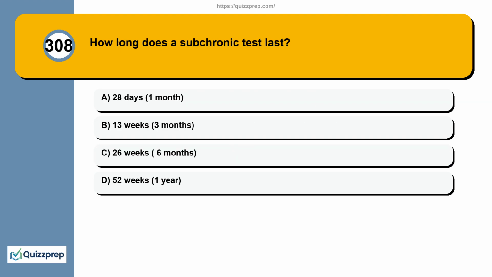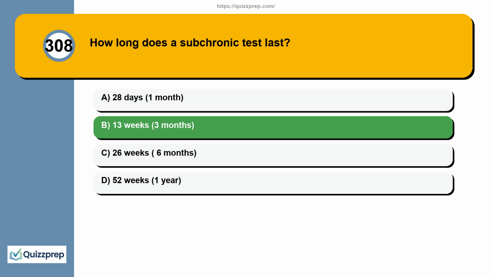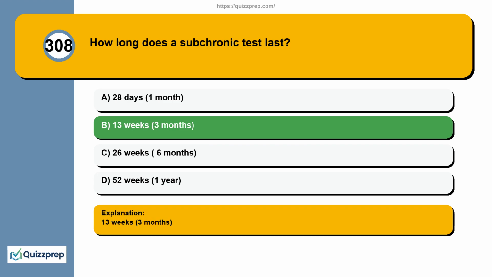Question 308. How long does a subchronic test last? Option A. 28 days, 1 month. Option B. 13 weeks, 3 months. Option C. 26 weeks, 6 months. Option D. 52 weeks, 1 year. The correct answer is option B. 13 weeks, 3 months.